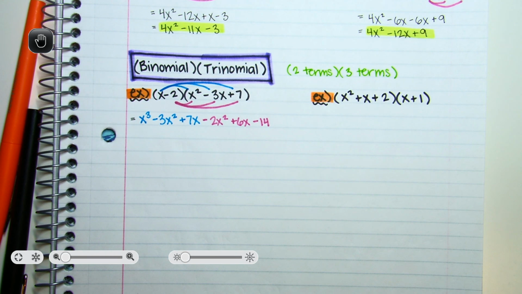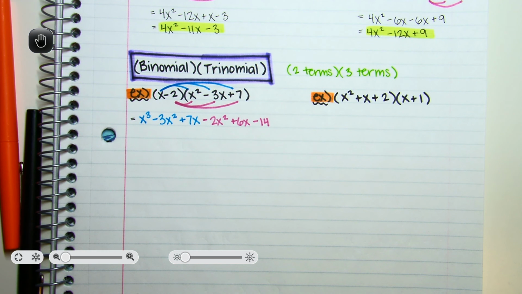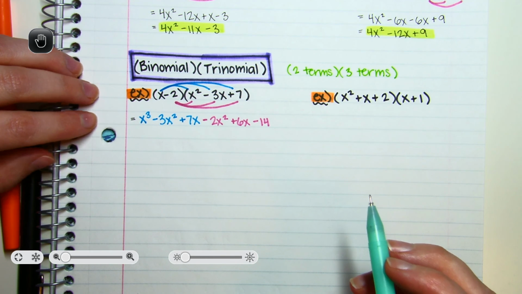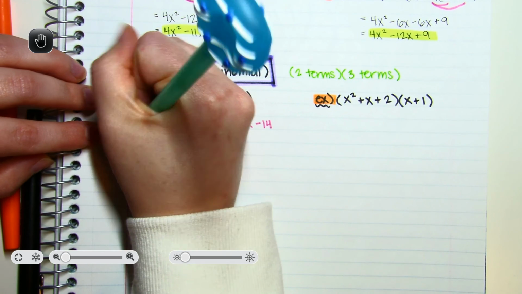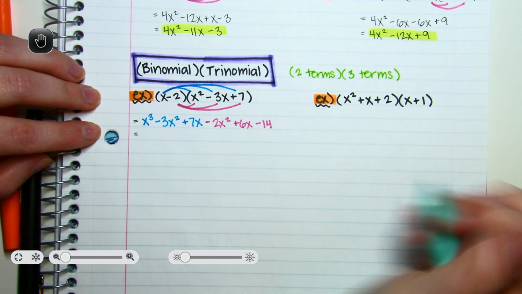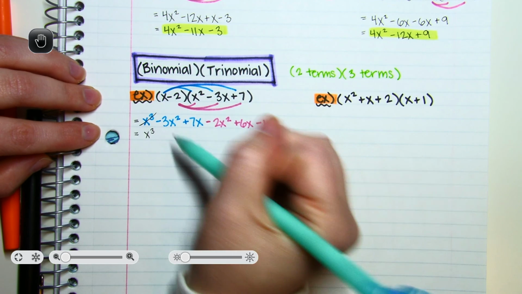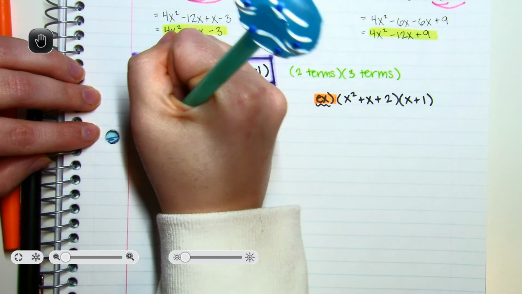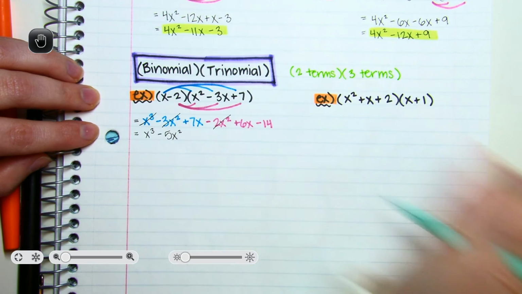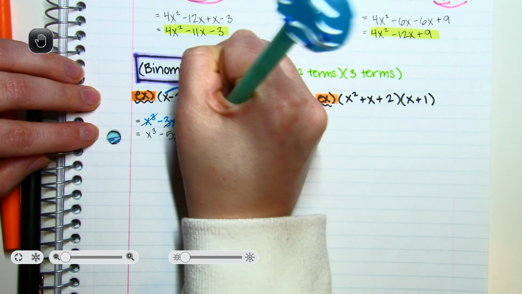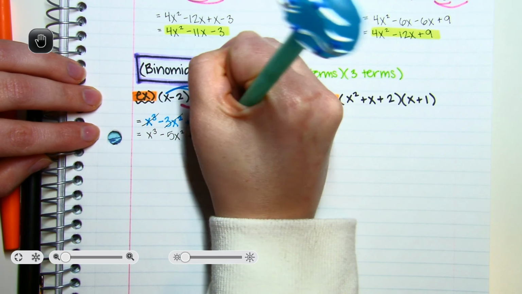Now from here, you can choose if you want to underline things that are like terms, or if you want to cross them out, or if you don't want to do either of those options, that's totally fine too. I like to cross them out just so that I keep track of what I've used. So my first term is going to be the highest power, which is the x cubed. And then I have negative 3x squared and negative 2x squared, which gives me a total of negative 5x squared. And then I have the 7x plus 6x, which gives me a total of 13x. And then my last term is the negative 14.